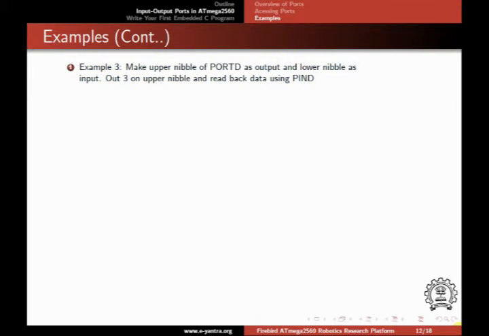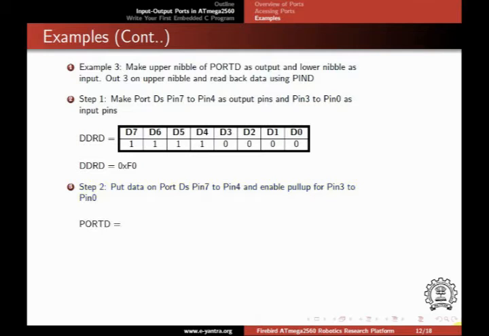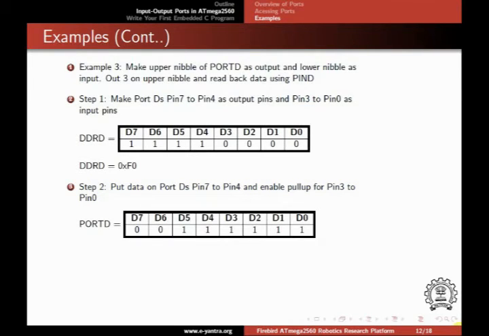First step will be to define port D pin 7 to pin 4 as output and pin 3 to pin 0 as input pins. Therefore, the value of the DDRD register will be 0xF0. Then the second step will be to put data on port D pin 7 to pin 4 and enable pull-up for pin 3 to pin 0. So the value of the PORTD register will be 0x3F.